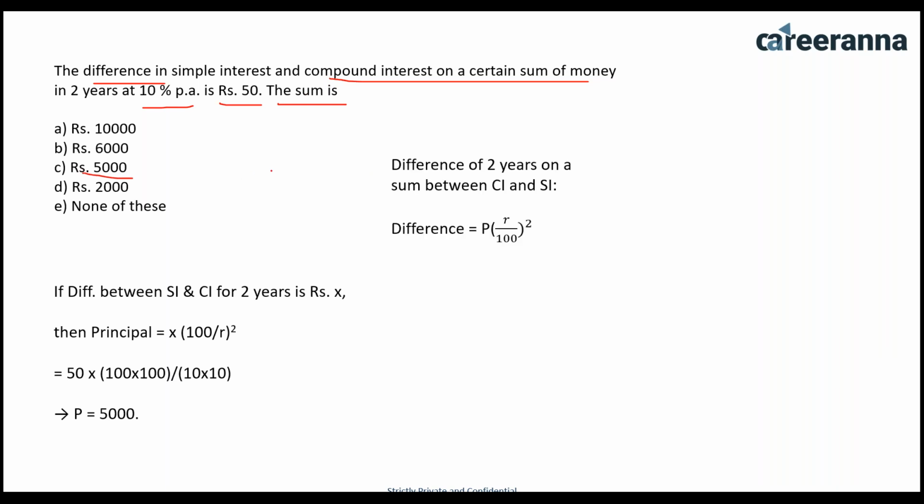So I tell you a formula which is like this. If you have to find out the difference for 2 years on a certain sum between CI and SI, there is a formula. Please note it down in your copy. It is a very important formula. I'll be telling you for 3 years as well.